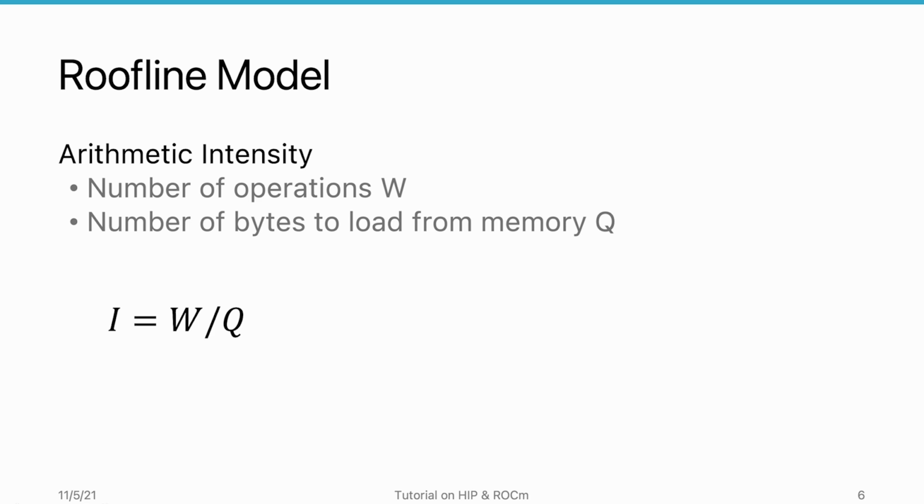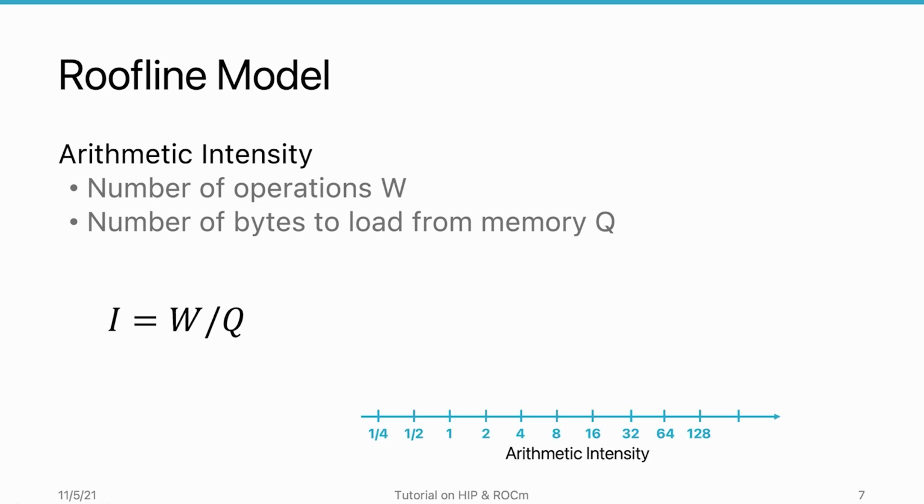So we come up with a concept called arithmetic intensity. We consider the number of operations, typically floating point operations, represented by W: how many operations we need to perform in the whole kernel. And also we need to consider the number of bytes that is loaded from the memory, represented by letter Q. The arithmetic intensity I is the ratio between W and Q, which can be explained as how many operations I need to perform for every byte of data that is loaded from the memory.